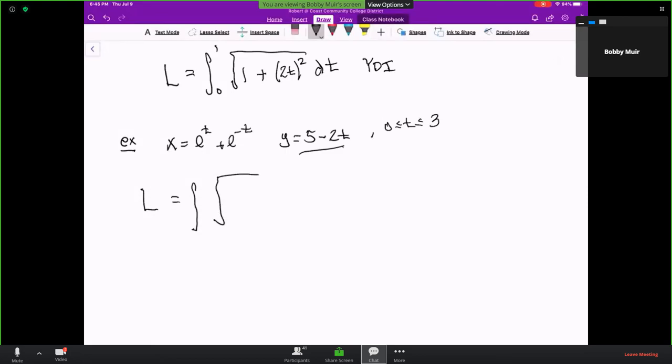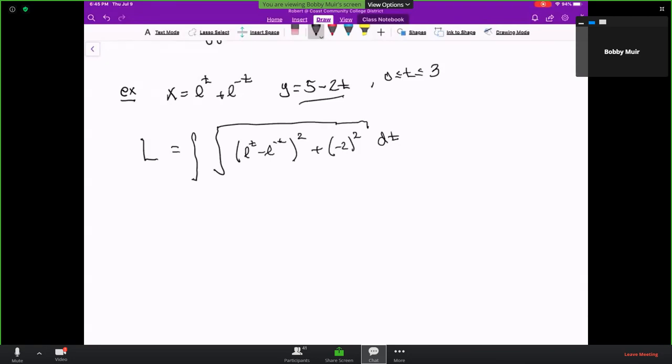Okay, so take the derivative of that. So that's going to be e to the t minus e to the negative t, and square that. Take the derivative of this, negative 2, and square that, dt.